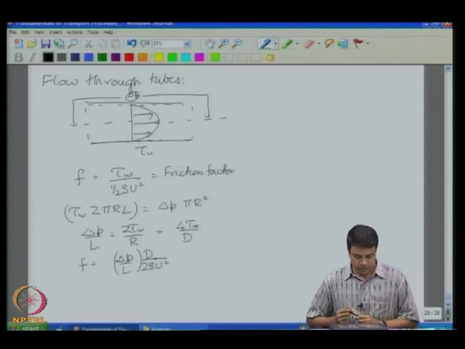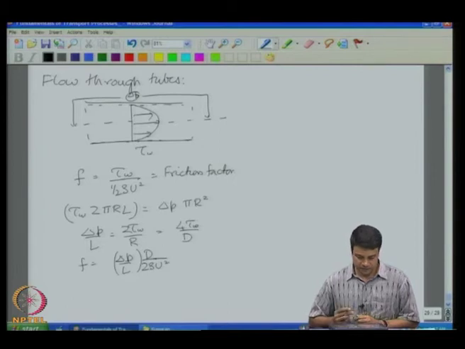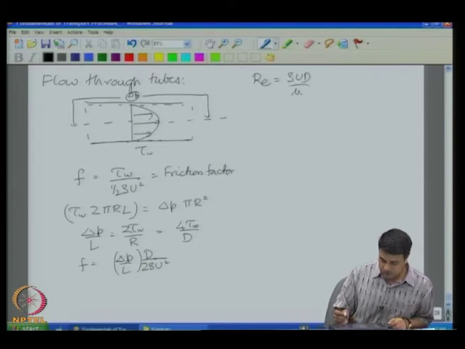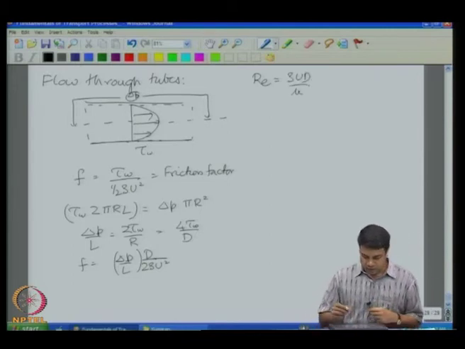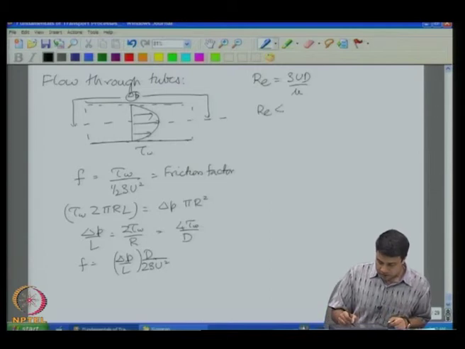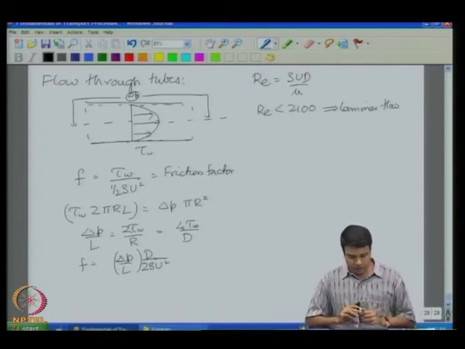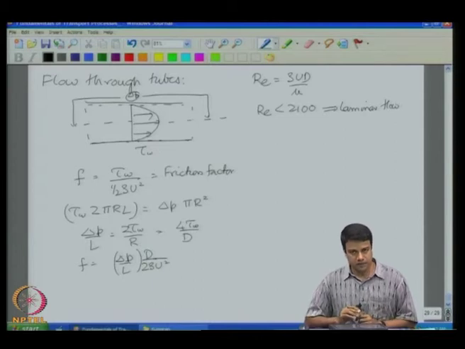Okay. There are two limits. One is the limit of very low inertia, and the other is the limit of very low viscosity. Okay. The ratio of inertia and viscosity is the Reynolds number. Re is equal to rho u d by mu. Okay. When this Re is less than 2100, the flow is in the laminar regime. Okay, that means there is a balance between the viscous stresses in the fluid, okay, and the applied pressure gradient.